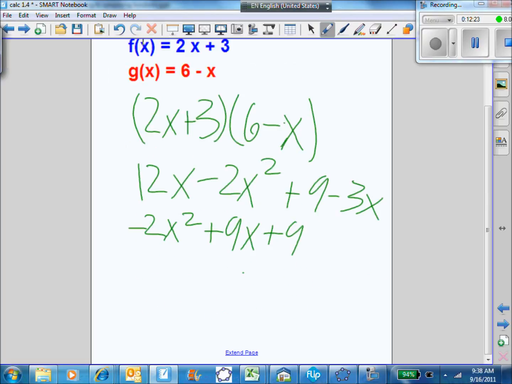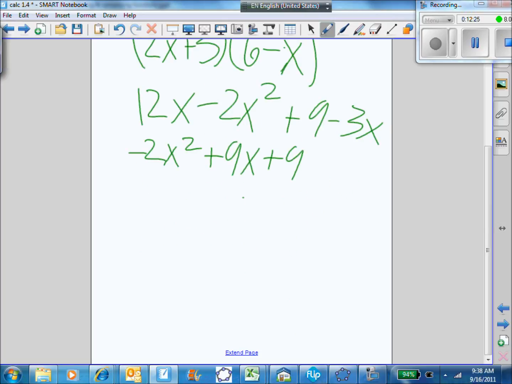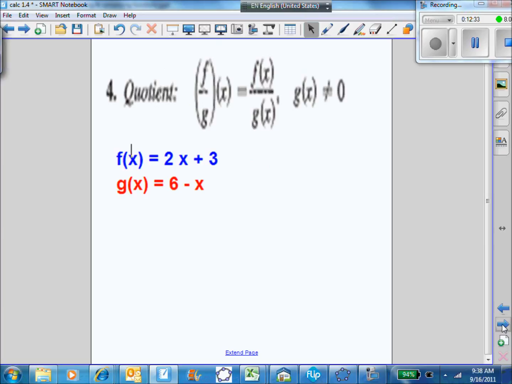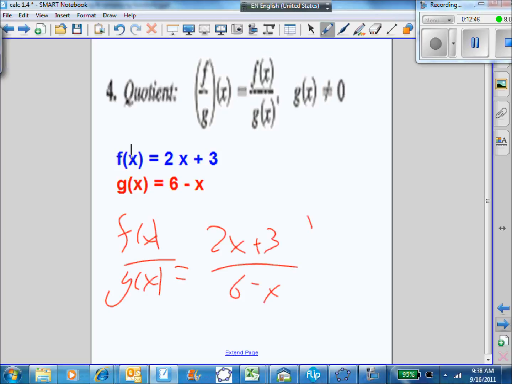Okay? There you go. 9x, negative 12, 2x squared plus 9x. Good. All right, and then the dividing, which could be the trickiest. I'm just kidding. Come on, stop freaking out. F of x over g of x is 2x plus 3 over 6 minus x, and you're done.